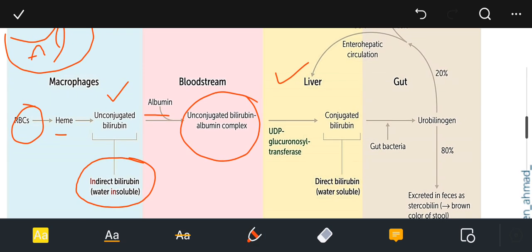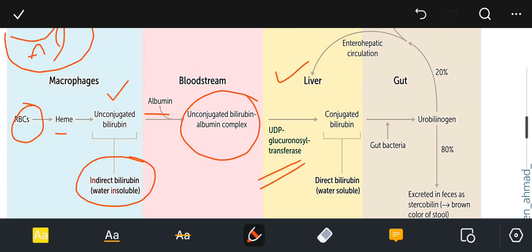In the liver there is an enzyme called UDP glucuronosyl transferase. That UDP glucuronosyl transferase will convert the unconjugated bilirubin into conjugated bilirubin by conjugating glucuronic acid with this unconjugated bilirubin. And because glucuronic acid is a polar molecule, a polar moiety, that makes this conjugated bilirubin water soluble. So this is direct bilirubin, and this bilirubin is water soluble.